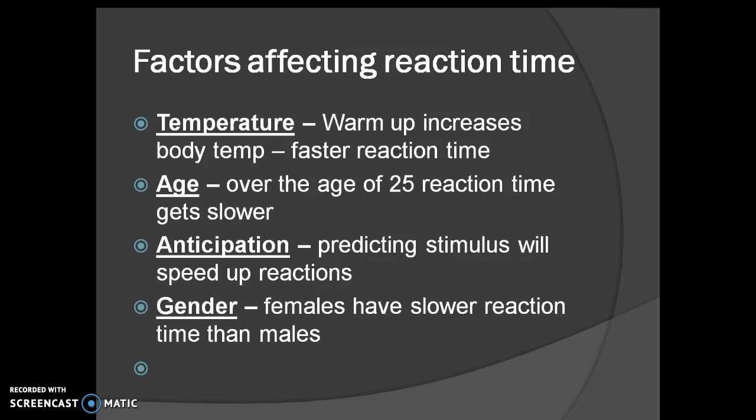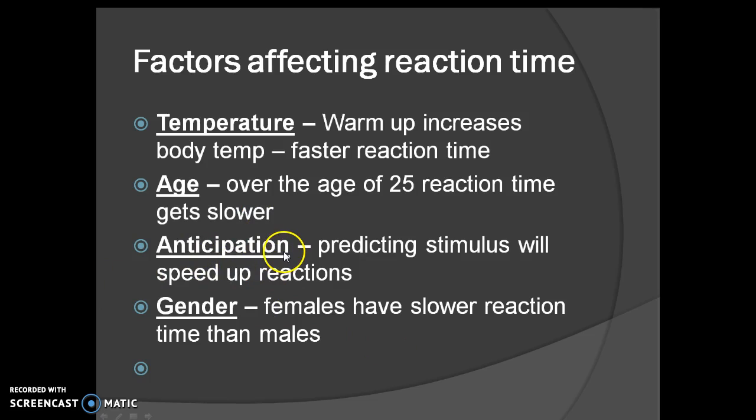Next one, age. Age will dictate how fast your reaction time is, but it's too simple to say the older you are, the slower you are. That's not true. Or you might say the younger you are, the faster your reactions are. That's like saying that a 2-year-old baby has good reaction time, and they don't. Your reaction time is optimum from about the age of 12 to 25. However, from the age of 25, reaction time will slow down.